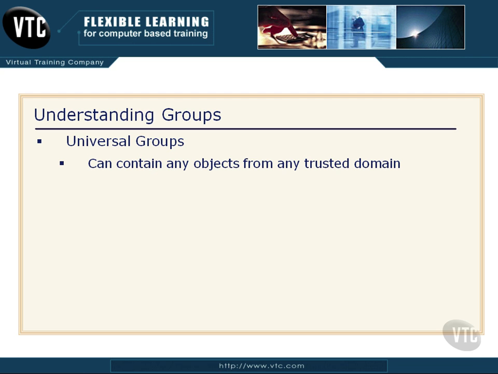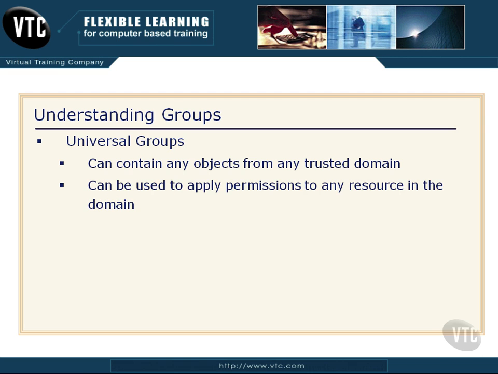They can contain objects from any trusted domain. That means they're cross-domain. Now, these can be used to apply permissions to any resource in the domain or in any domain. Now, why not use universal groups for everything? Some of you are thinking, wait a minute, Mark, what was the point of all this machine local, domain local, and all that other junk? I'm just going to use universal groups, put everybody in there, everybody's fine.